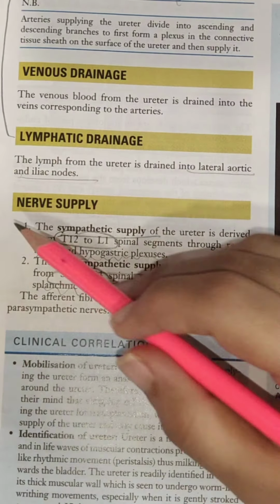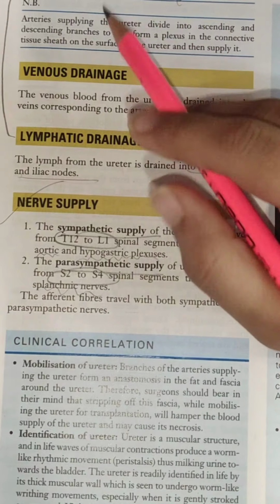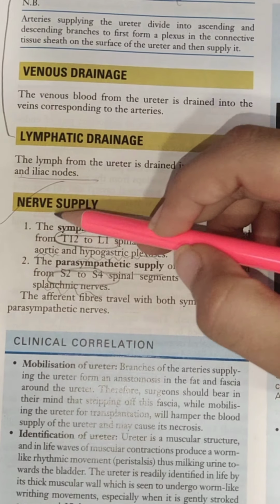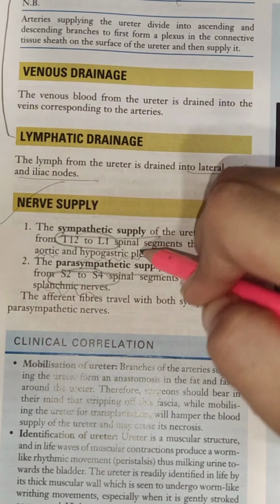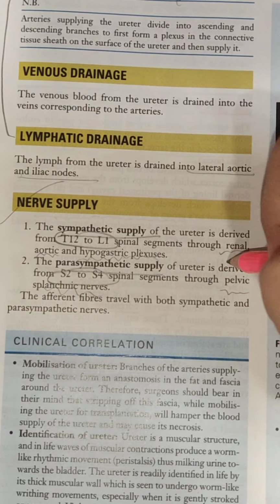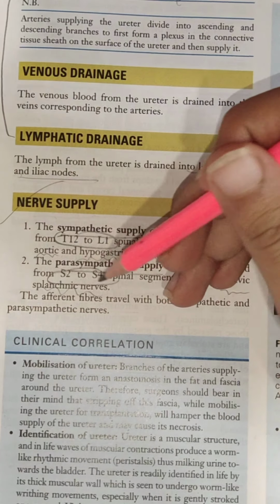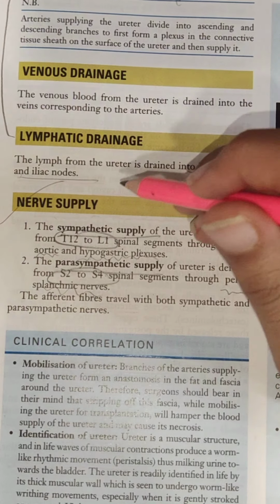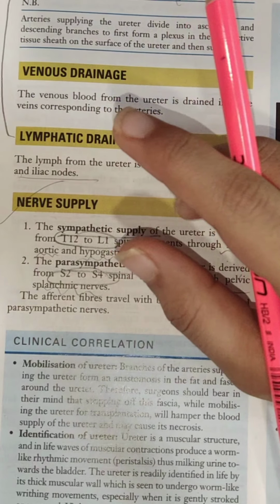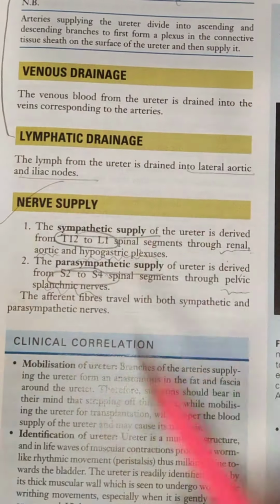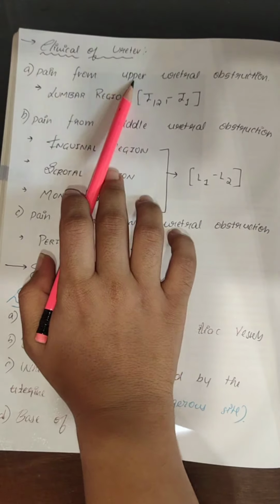So nerve supply is quite important. See, there is sympathetic supply as well as parasympathetic supply. Sympathetic supply is from T12 to L1 through the renal, aortic and hypogastric plexus, whereas the parasympathetic supply of the ureter is derived from S2 to S4 from the pelvic splanchnic nerves. Some of the clinical correlation includes the identification of ureter, ureteric colic, mobilization of ureter, injury to ureter. Some of the clinical correlation of the ureter includes ABC.